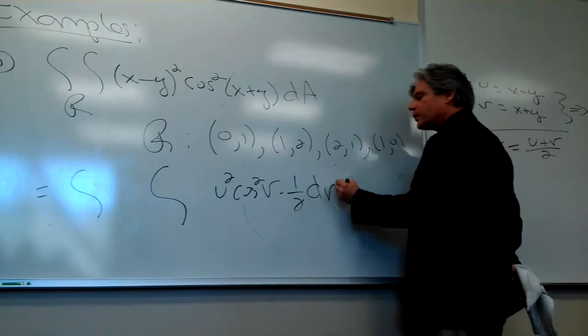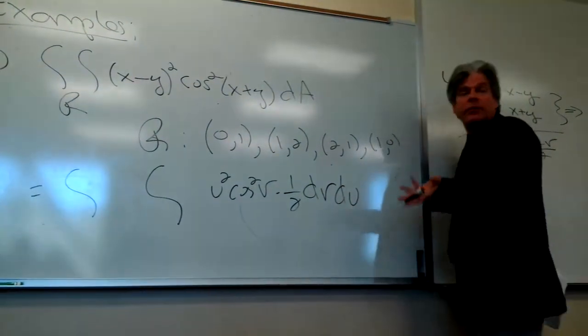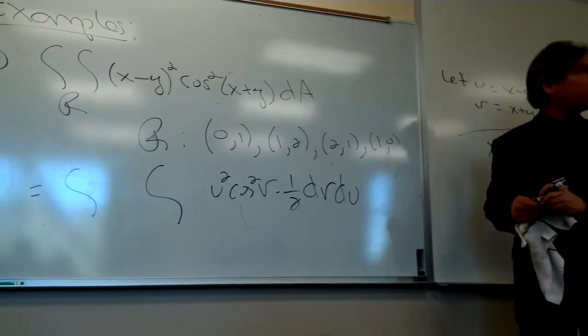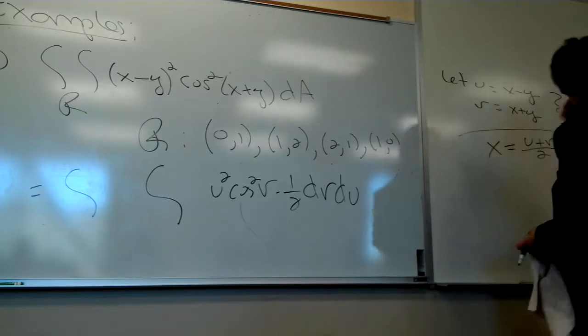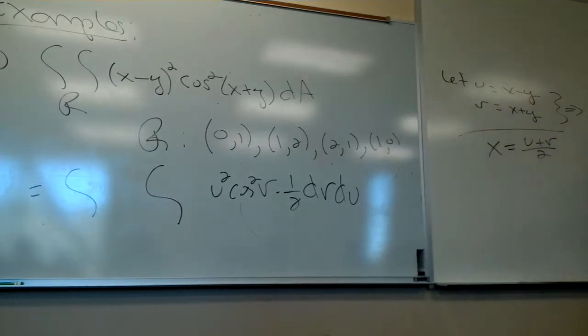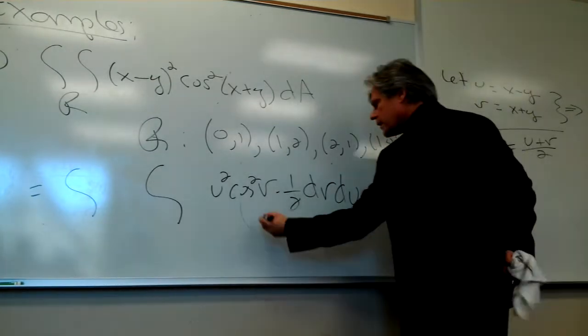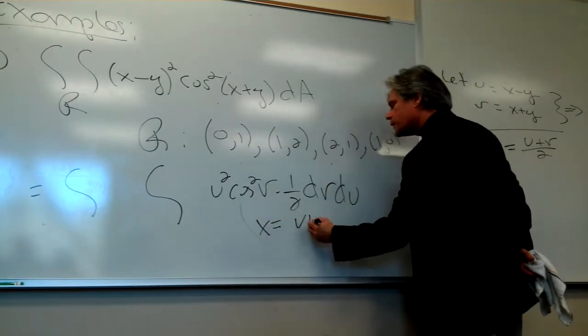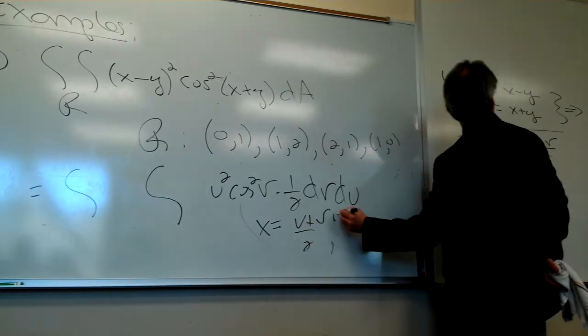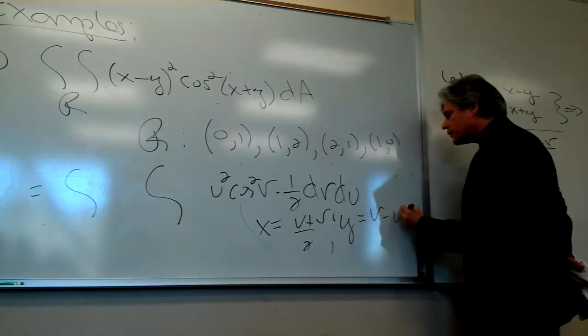I'm going to integrate with respect to, I think, v, then u. I don't know yet because I don't know what the picture looks like. So let me draw a pretty picture of that region R. Can I get rid of this? Oh, maybe I can't. Hold it. I won't get rid of v yet. I said x is equal to u plus v over 2. Likewise, y is equal to v minus u over 2.